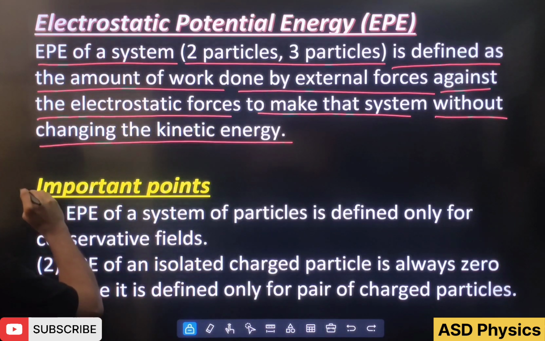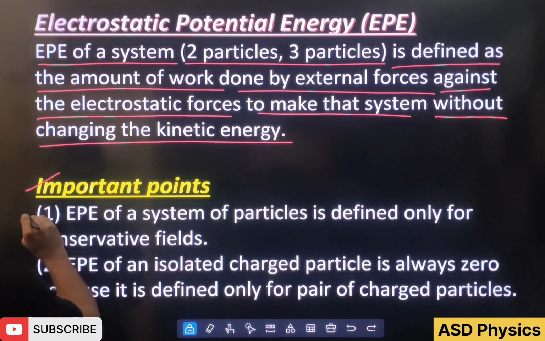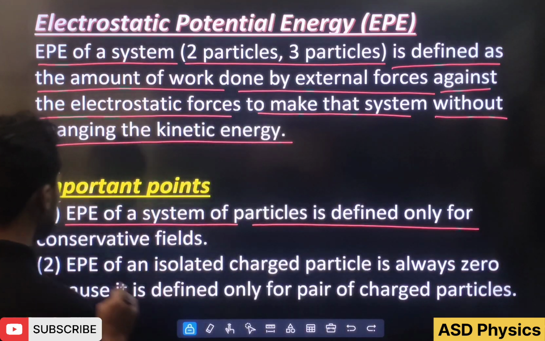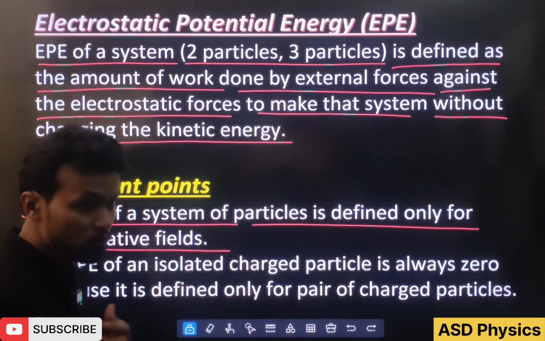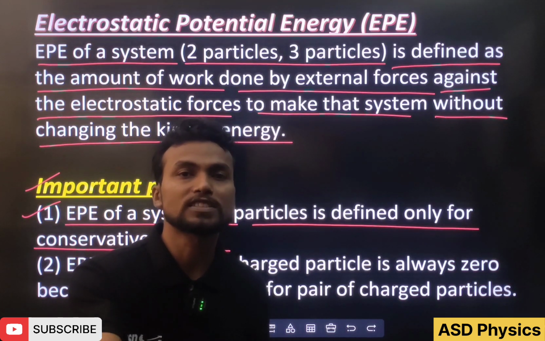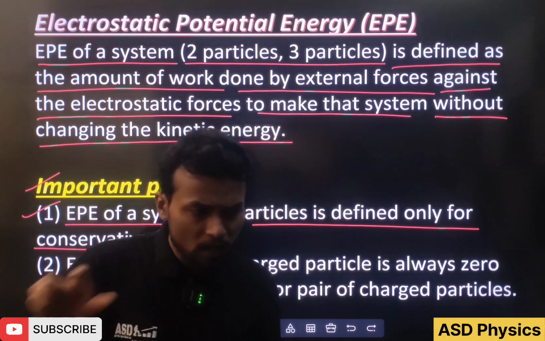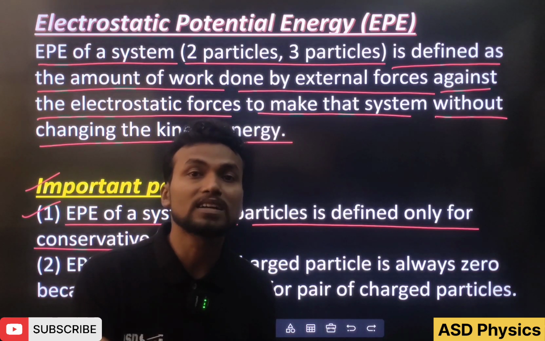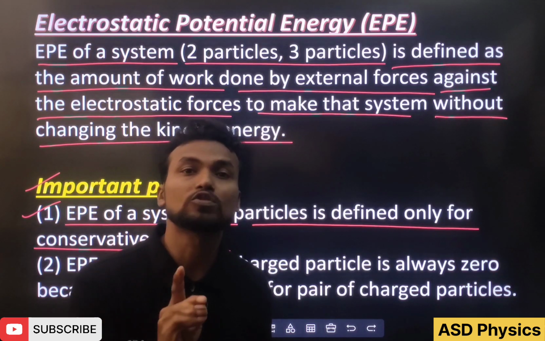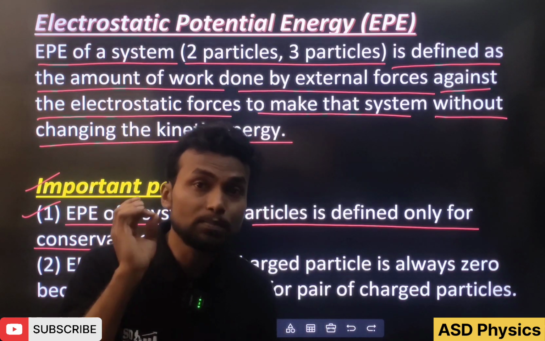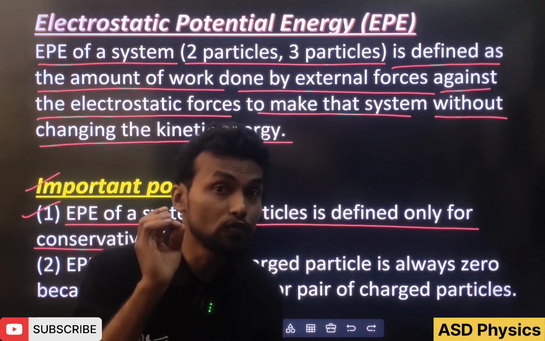Okay, so what are the important points? First one, EPE of a system of particles is defined only for conservative fields. We know very well that in case of conservative forces or a conservative field, work done does not depend upon the path. And second, work done in a round trip will always be zero. These two things we have to remember. And remember that this potential energy concept is only applicable for conservative forces.